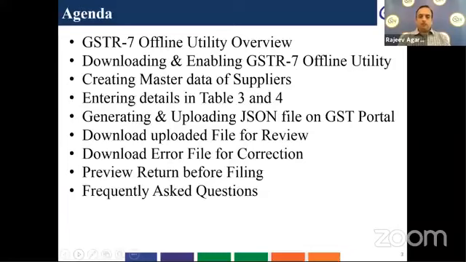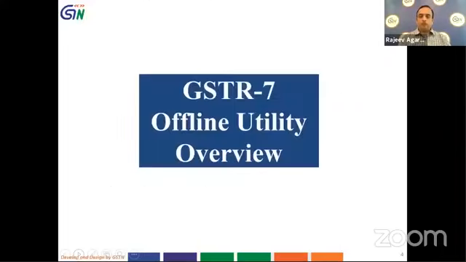We will begin with the webinar. So this is the agenda for today. The agenda includes an overview of the GSTR 7 offline utility. Then we will see how it is to be downloaded and enabled. Then we will see creation of master data of suppliers. Then we will go into entering details in table 3 and 4. Then generating and uploading of JSON file. Then how to download the uploaded file and how to correct the errors. And then preview before filing and any frequently asked questions. The session will be around 25 to 30 minutes.